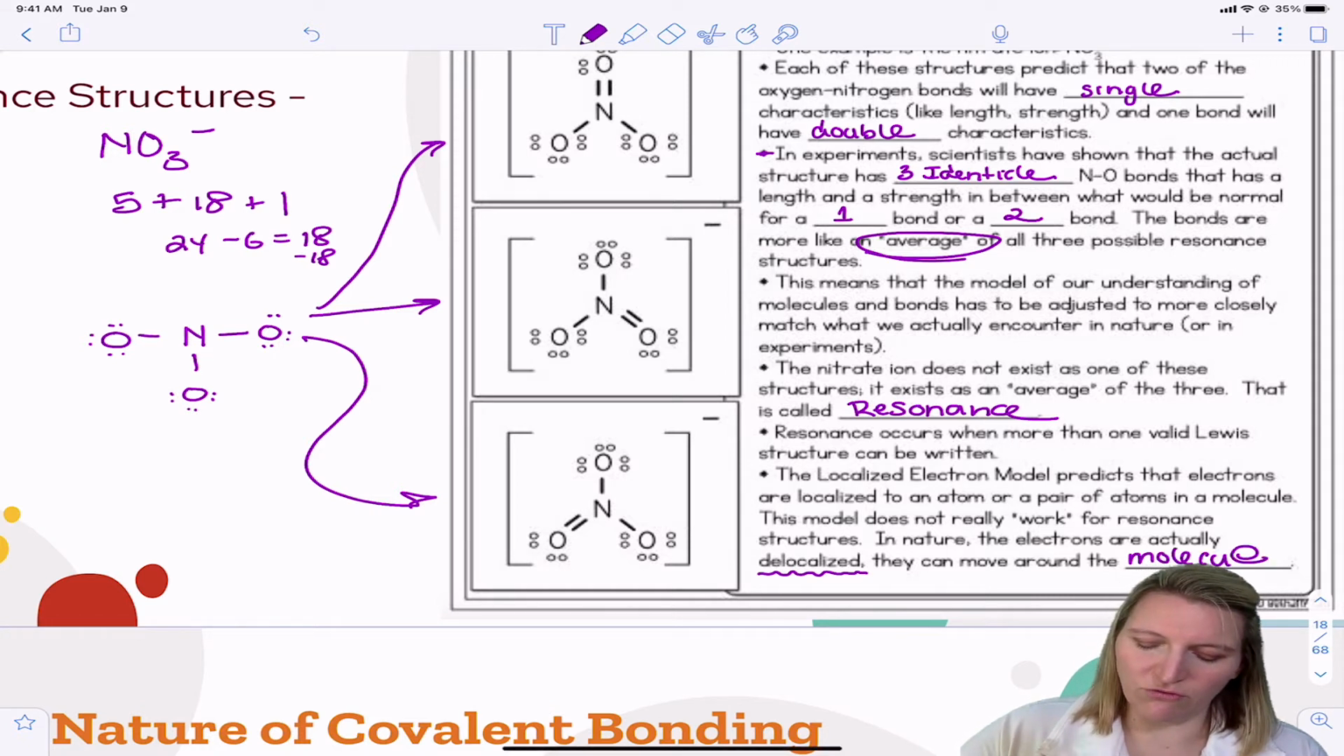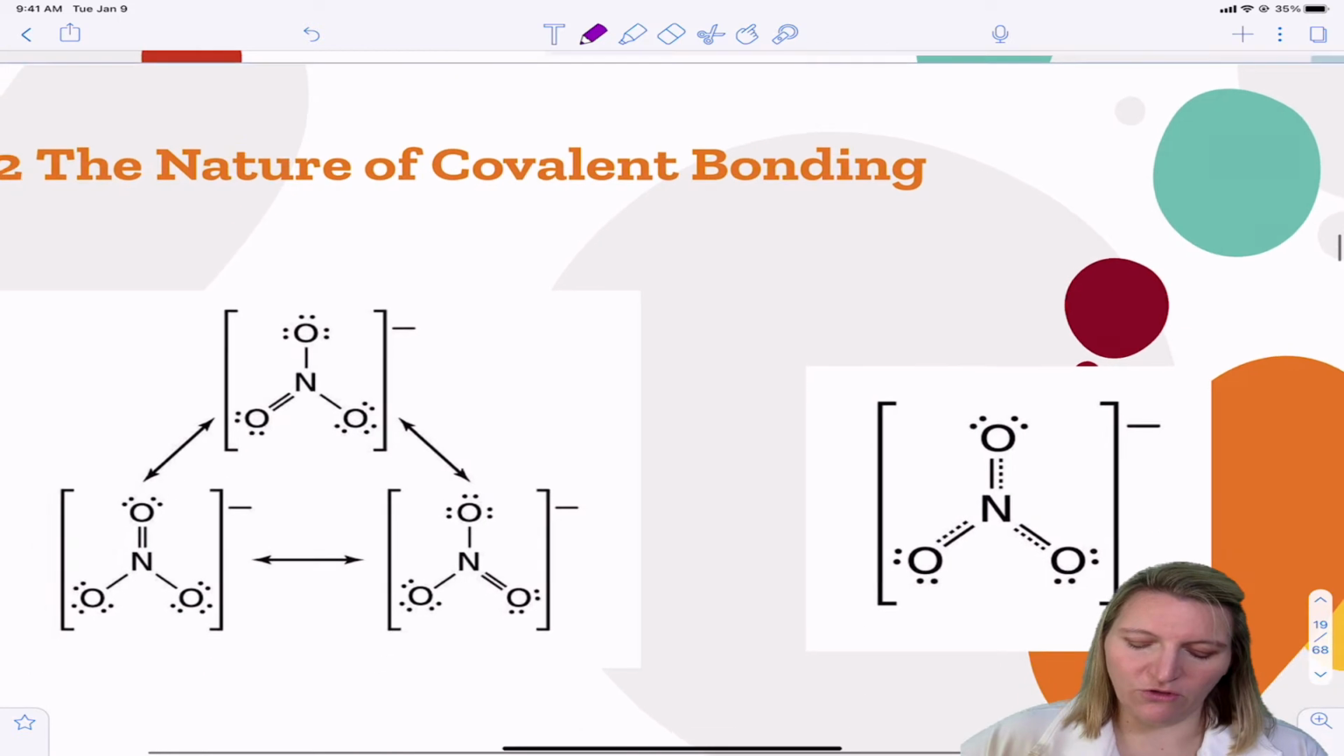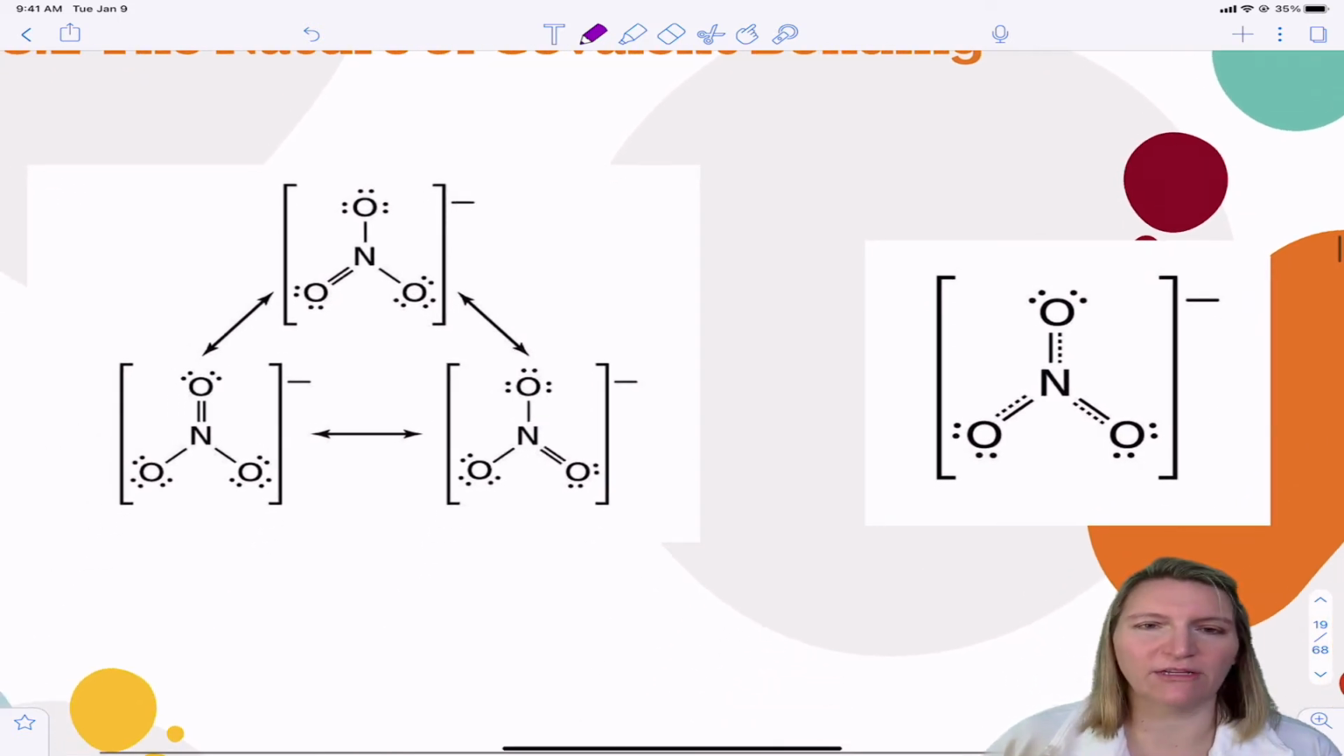So think of the electrons in this double bond not just being shared between this nitrogen and this oxygen, but also going between this nitrogen and this oxygen, and this nitrogen and this oxygen. The electrons in that double bond are spread out among all three oxygen atoms, so it's more like 1 1/3 of a bond. And there are two different ways that we can write resonance structures.